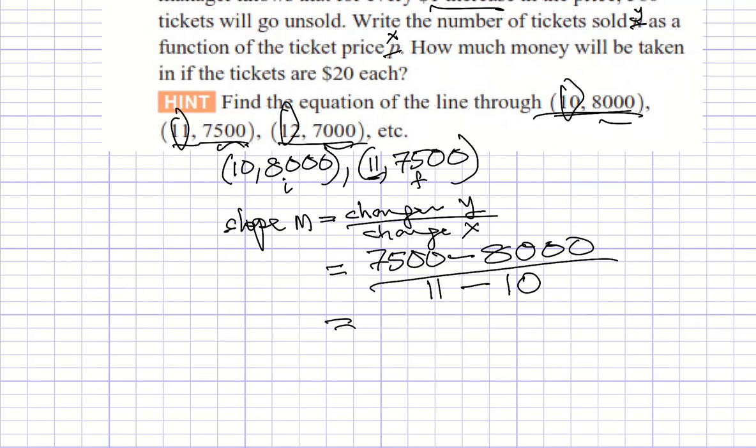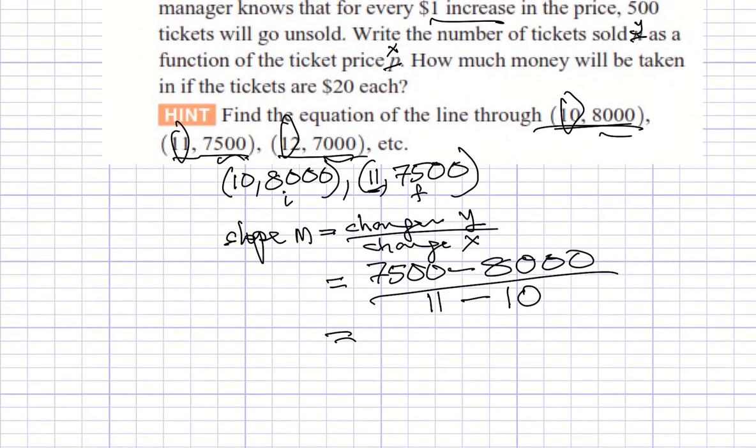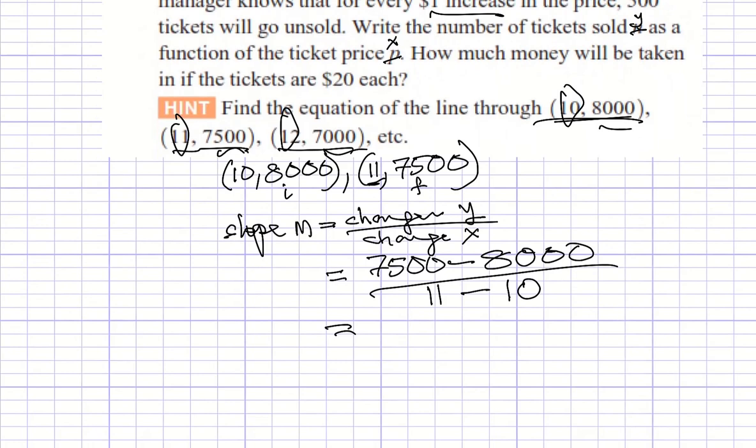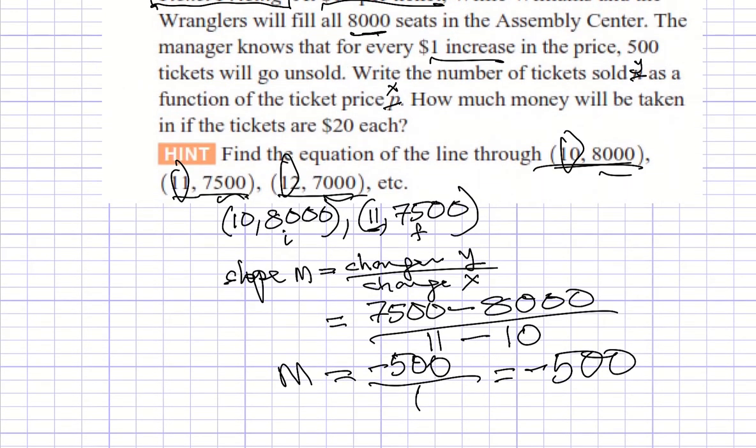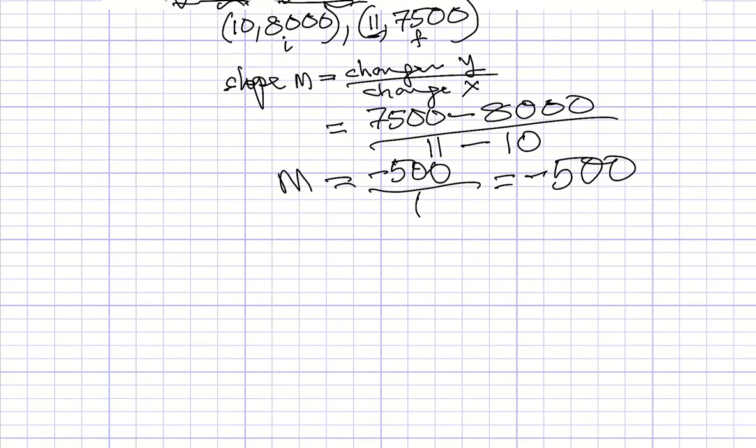Some of the stuff is given away. The difference between those two in the numerator is negative 500, because that's what they subtracted. And the difference in the denominator is 1. So basically the slope is negative 500, okay? It's a negative slope. But anyway, once you get that, you see how very useful that is.